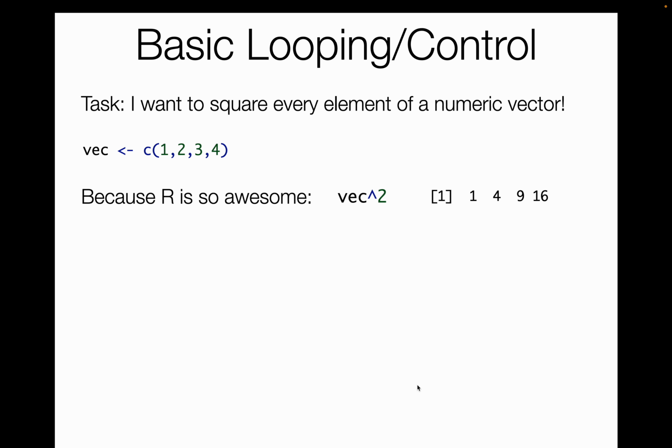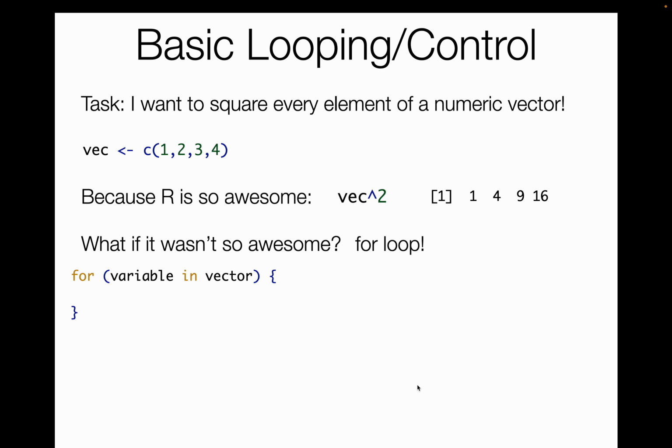Okay, but what if R wasn't so awesome? So we could use a for loop. And so a for loop in R, as you've seen before, looks like this: for variable in vector. And so the variable can be anything, and the vector can be also any vector, and it will iterate along the vector. So most people put 1 through something.